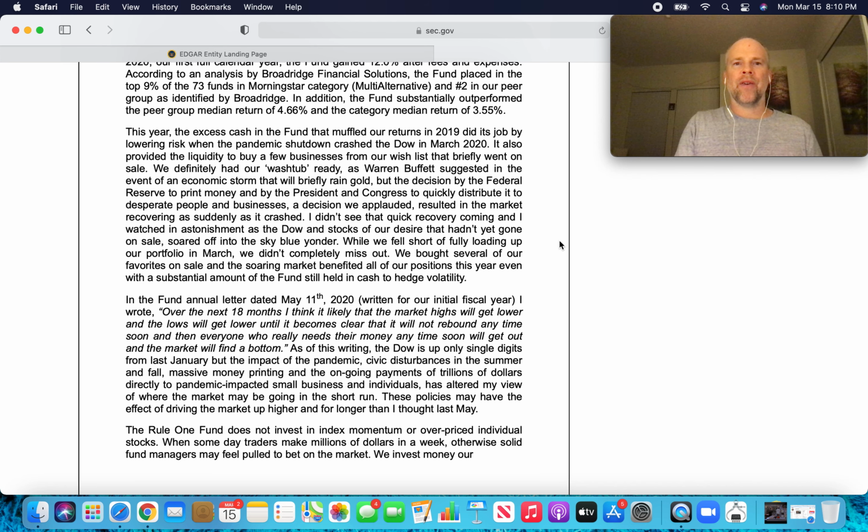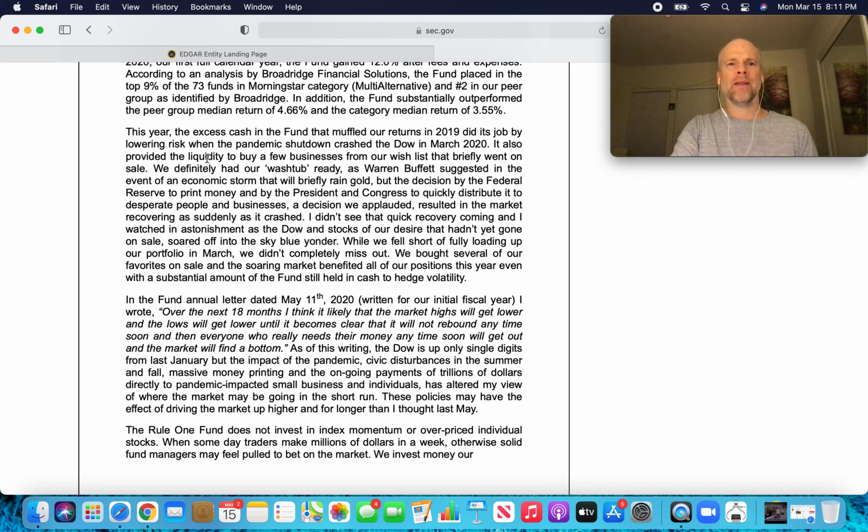This year, the excess cash in the fund that muffled our returns in 2019 did its job by lowering risk when the pandemic shutdown crashed the Dow in March 2020. Now, I'm not exactly sure what he means by lowering risk, okay, by having a lot of cash in the portfolio. To me, risk is really just risk of losing money, which happens not because the prices are fluctuating, but because you sell at the wrong time, or you just invested in the wrong companies that get beaten down when there's a crash and aren't able to kind of pop back. So I'm not sure what exactly he means by lowering risk.